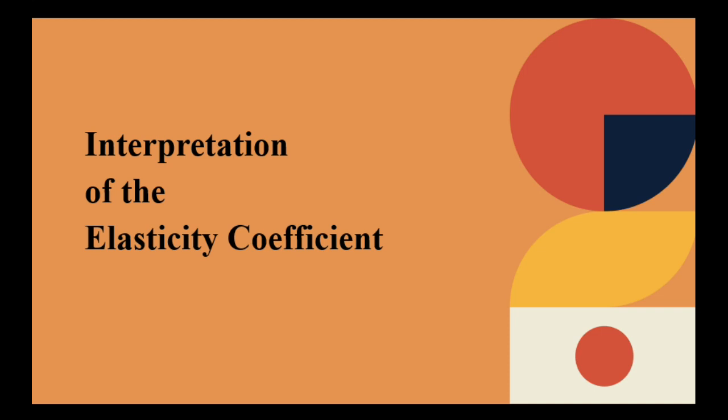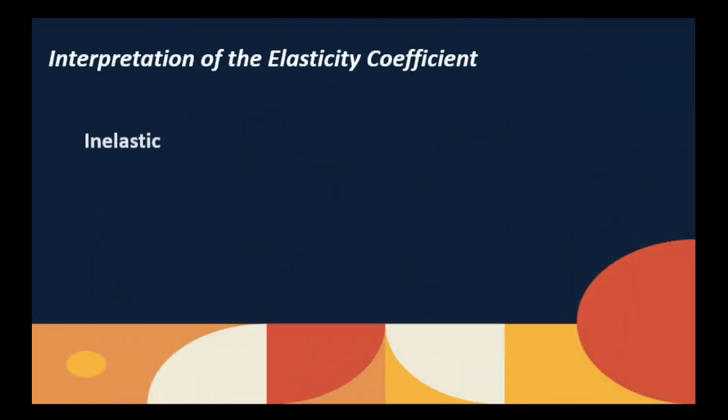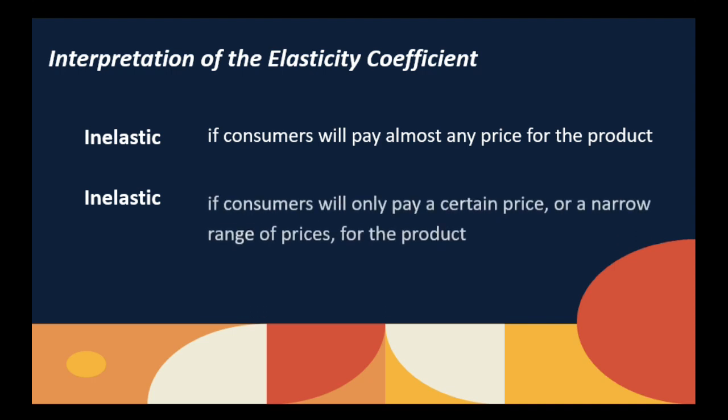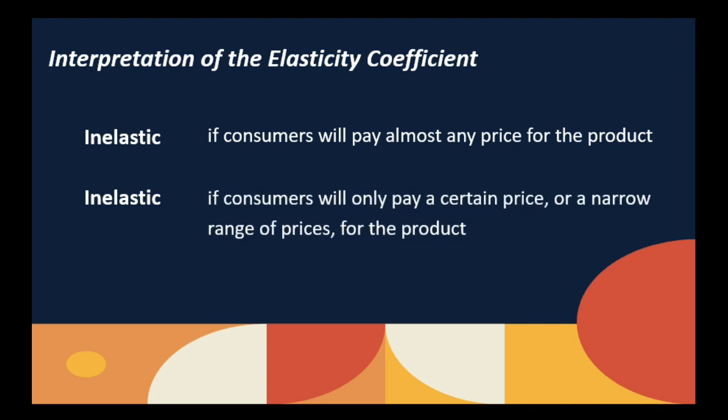So demand for a product is said to be inelastic if consumers will pay almost any price for the product. Inelastic demand means that a producer or seller can raise prices without much hurting demand for its product, while demand for the product may be elastic if consumers will only pay a certain price or a narrow range of prices for the product. Elastic demand means that consumers are sensitive to the price at which a product is sold and will only buy it if the price rises by what they consider too much.